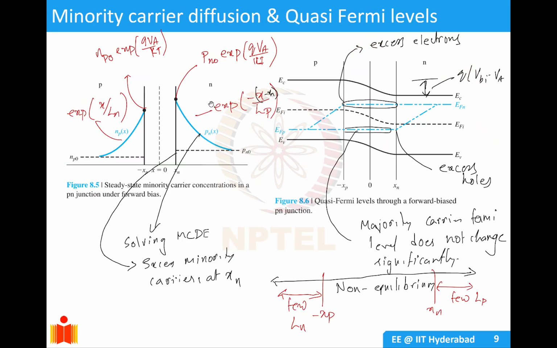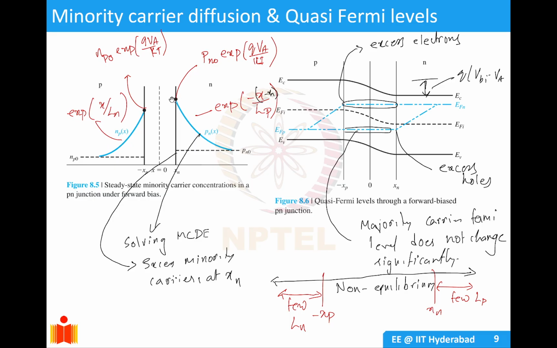So for steady state, it will be Pn0 exponential qVA by kT into exponential minus x by Lp. Because it's not zero, it's xn, so it becomes minus xn by Lp. Similarly, here it will be np0 exponential qV by kT into exponential x by Ln. Again, for x you change to xp, so it becomes x plus xp by Ln.